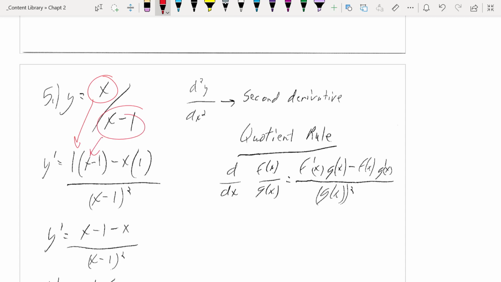Now I'm going to take the numerator and leave it the same, so this x stays the same. And then take the derivative of the denominator, which is going to be 1. And then this is all over the denominator, so there's my denominator right here, squared. And there's your first derivative. Simplify it down a little bit. To simplify this down, I distribute the 1 on through, and when I do that, I'm going to get x minus 1. I take x times 1, which is going to be minus x. And then this is all over, still the denominator squared.